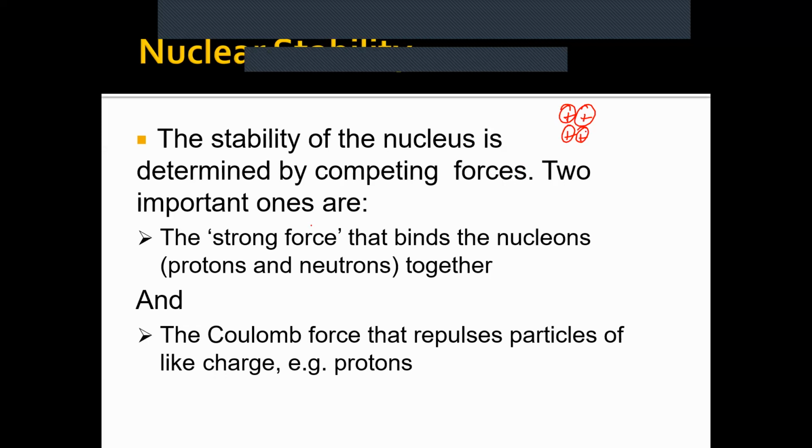Now, normally these protons are all positively charged, okay? And so they should repel, right? Which is what's happening with the Coulomb's force over here. And so you get the question of, how can a nucleus stay together if you have all of these positive charges that are trying to push each other away? And the answer to that is the strong nuclear force. Okay, and the strong nuclear force will bind the protons and the neutrons together.